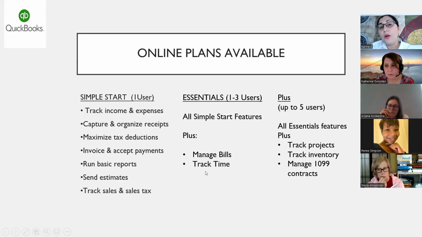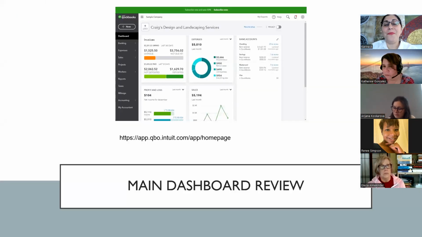This will be useful if you have a service-based business where you need to track time on an ongoing basis. And then the Plus plan has up to 5 users. If you see, the higher the plan, the higher the number of users, and that's it. And then you have projects, inventory, and 1099 contracts. Really, it depends on what you have and what you need. But those are the 3 basic ones that are available at the time of this training that we pull from QuickBooks Online. All right.